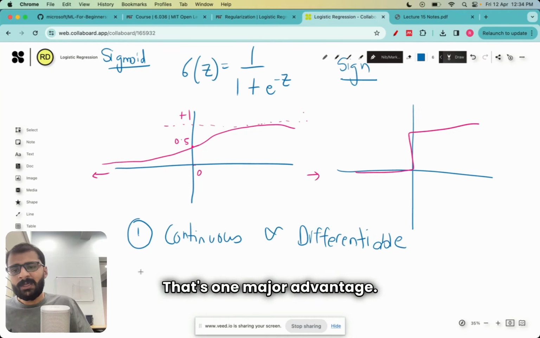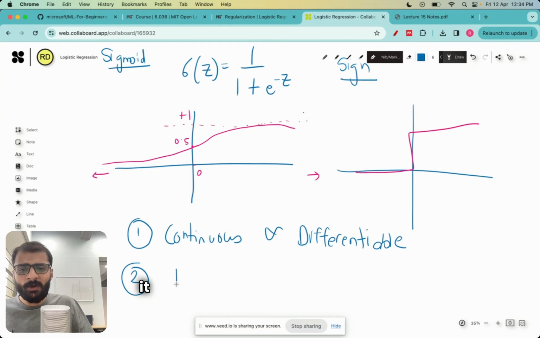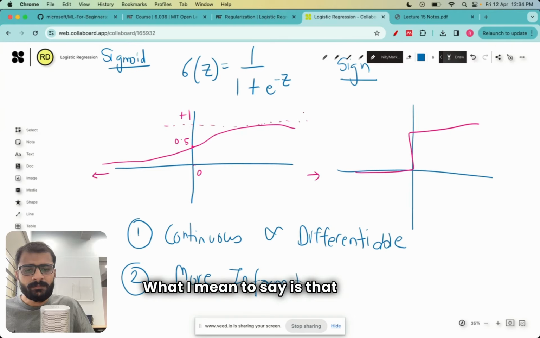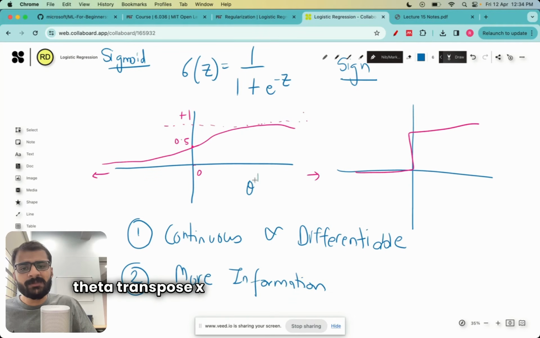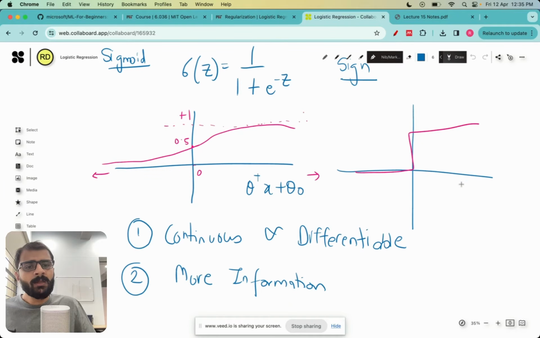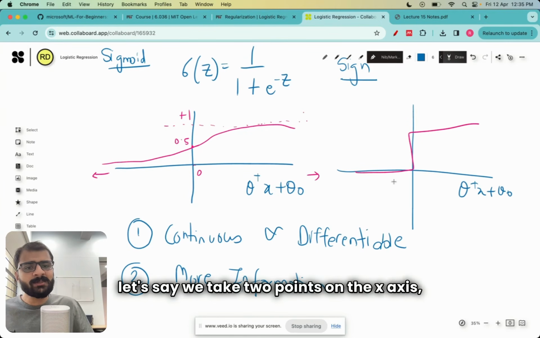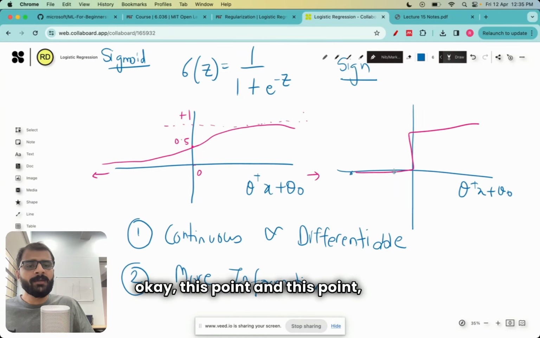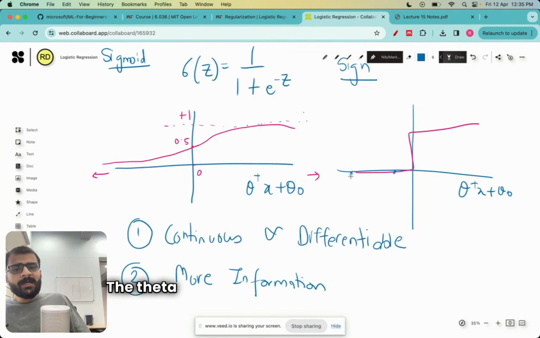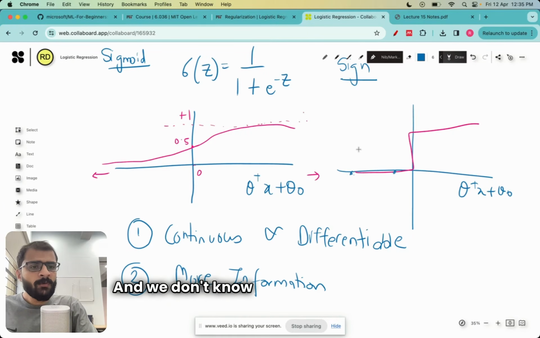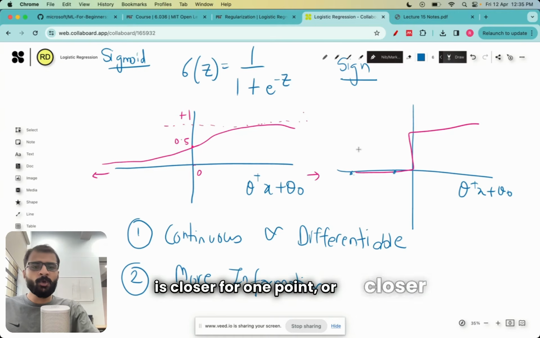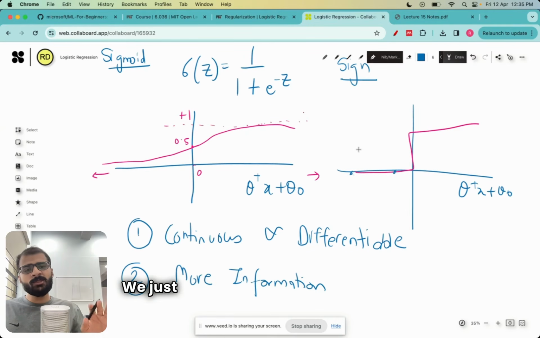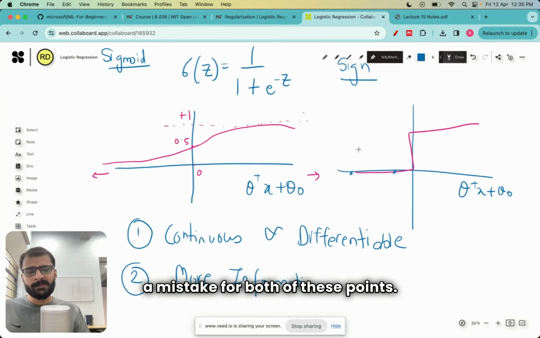That's one major advantage. And the second advantage is that it actually offers more information. What I mean to say is that if this is theta transpose x plus theta naught, the x axis scale, let's say we take 2 points on the x axis, this point and this point. The theta transpose x plus theta naught will be negative for both of these points, correct? So the value will be equal to 0 for both of these points. And we don't know whether our prediction is closer for one point or closer for another point. We just know that the prediction makes a mistake for both of these points.